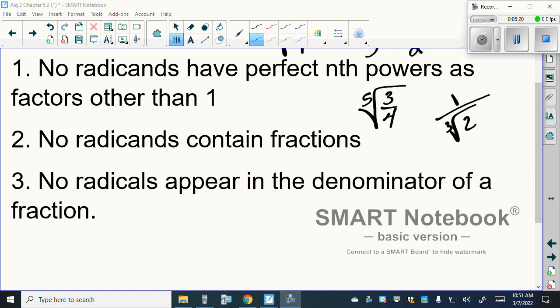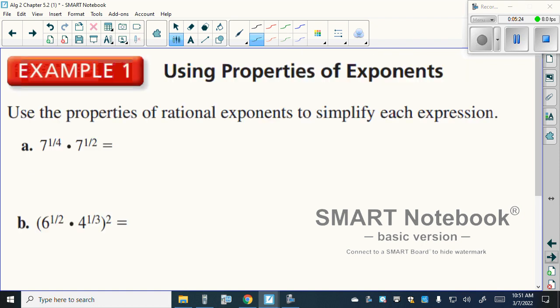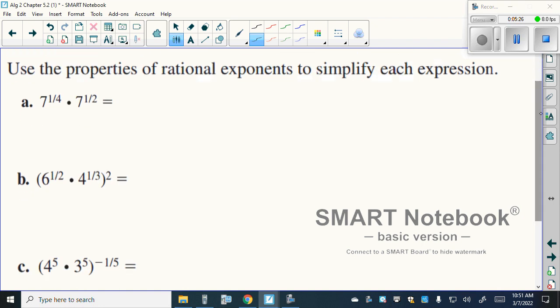Any questions on this so far? Okay, so let's actually look at some of these with simplifying and using these properties.